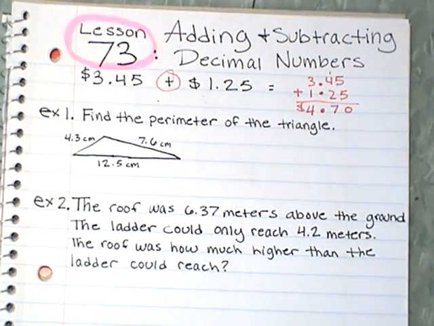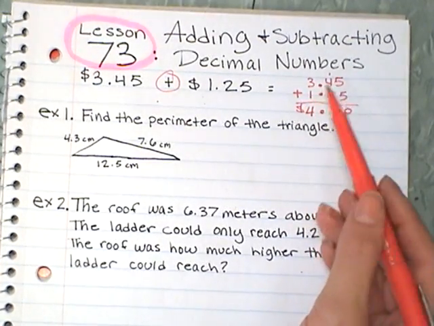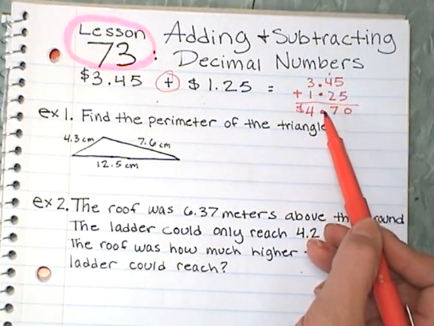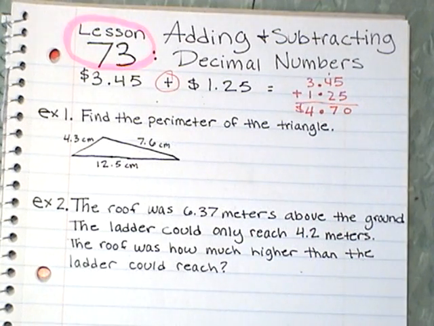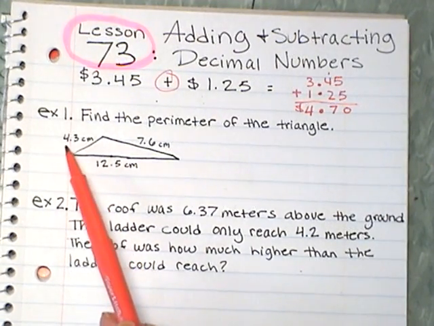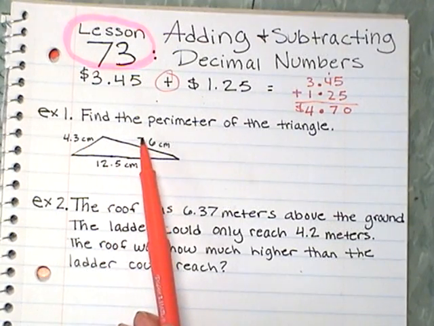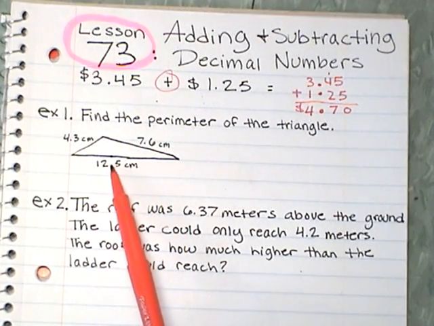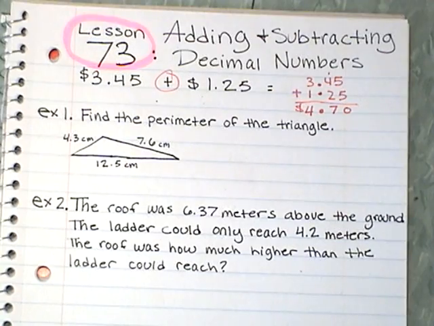So $4.70. Always, in your answer, your decimal point is going to be in the same spot when you're adding and subtracting, so just bring down that decimal point. Alright, go ahead and try the first example. It says find the perimeter of the triangle. Here we have 4.3 centimeters, 7.6 centimeters, and 12.5 centimeters.